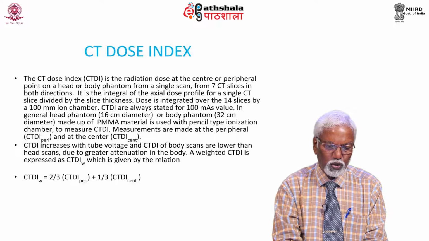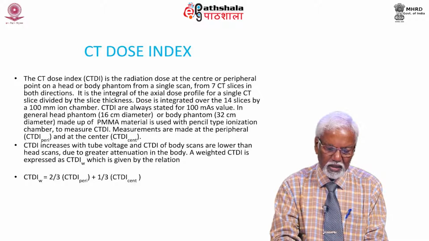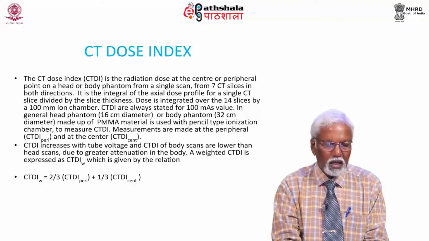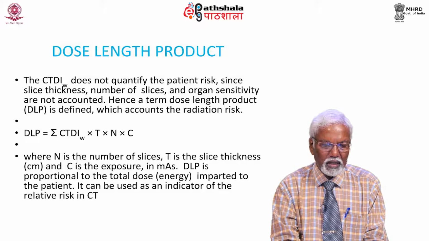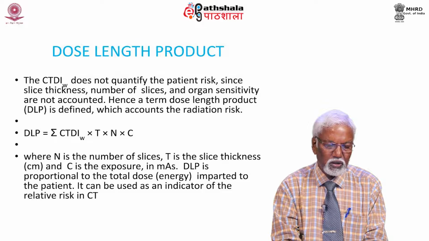CTDI increases with the tube voltage, and CTDI of the body scans is lower than head scans due to greater attenuation in the body. The weighted CTDI is expressed as CTDI-W, which is given by the relation CTDI-W equals 2/3 CTDI periphery plus 1/3 CTDI center. Once you have the CTDI, then we can calculate the DLP using CTDI-W times T times N times C, where N is the number of slices, T is the slice thickness, and C is the exposure in mAs.